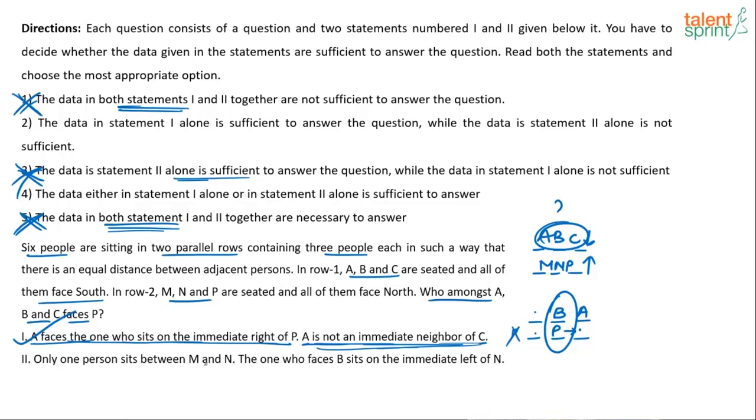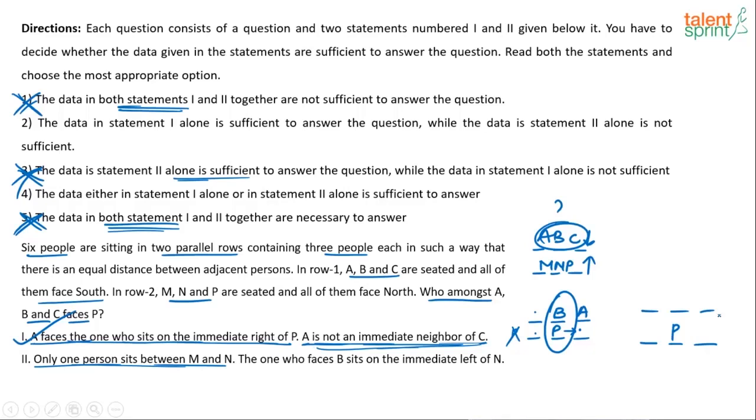Only one person sits between M and N. Obviously that person has to be P, right? Because one person has to sit between M and N. That person has to be P. So I can say P sits in the center. Now is it MNP, MPN or NPM? We don't know.